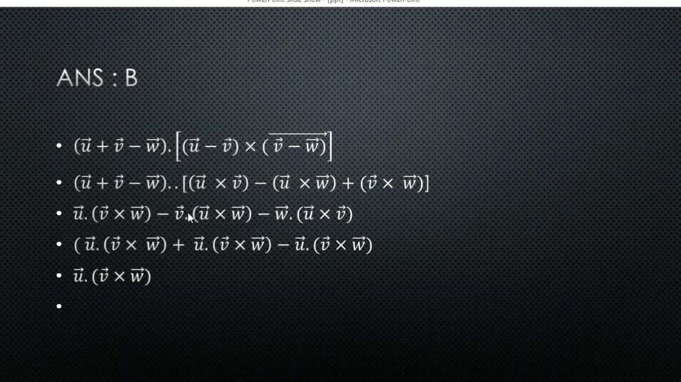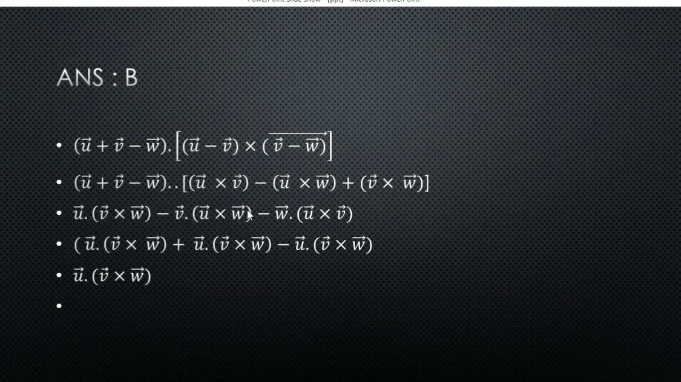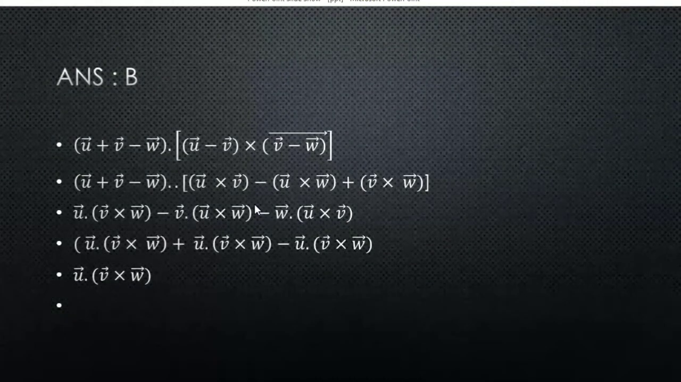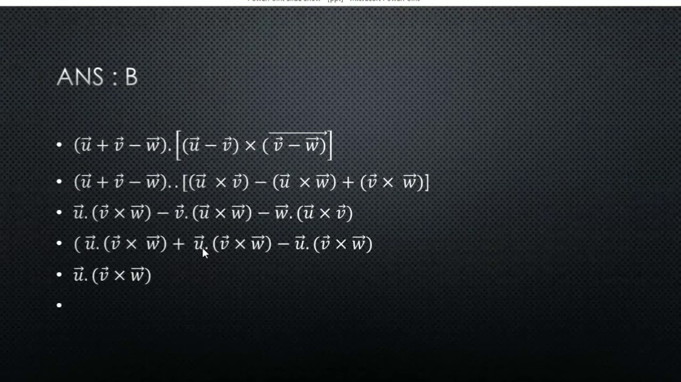If you use the cyclic way, if you write u vector dot w vector cross v vector, then the scalar triple product will be the same. But here we have to write it like this, so it will be u vector dot v vector cross w vector. So this is not the same; it will be the negative of that one. So minus into minus will be plus.